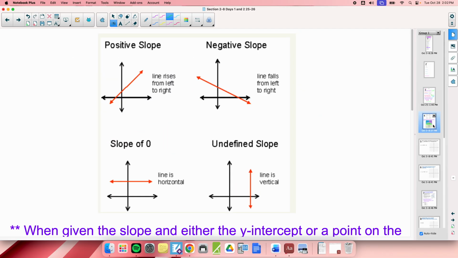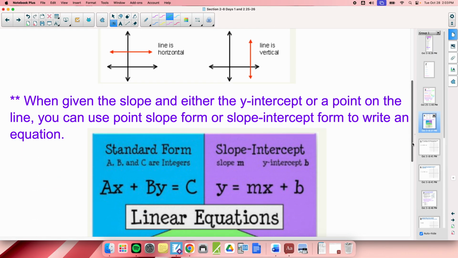I talked a little bit about this yesterday, but anytime you're going uphill, a line going uphill is gonna have a positive slope. If it's going downhill, you're gonna have a negative slope. If it's a horizontal line, the slope is 0. If it's a vertical line, your slope is undefined, okay?